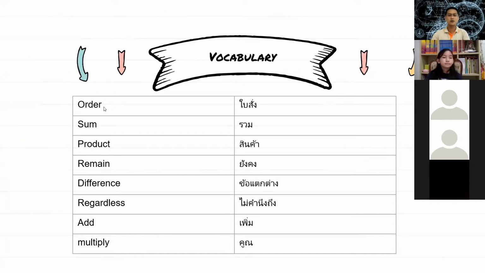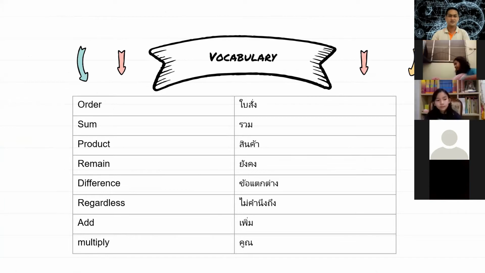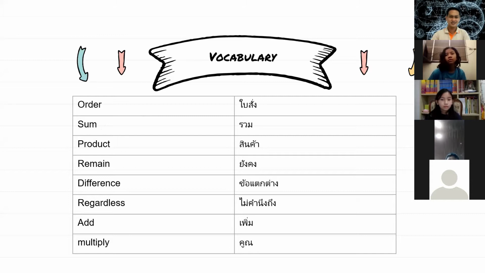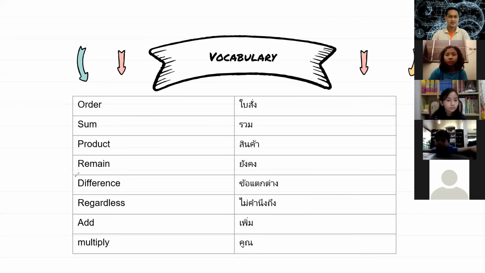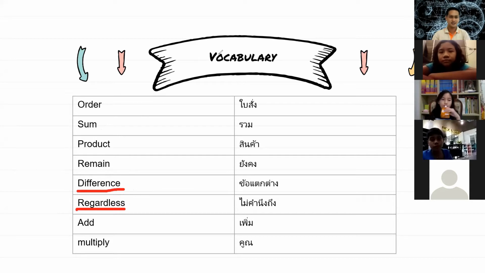Okay, the first one is order. Order. Next, sum. Sum. Okay. Product. Next, product. Okay, next is remain. Remain. Next is difference. Next, regardless. Regardless. Next is add. And the last word is multiply.